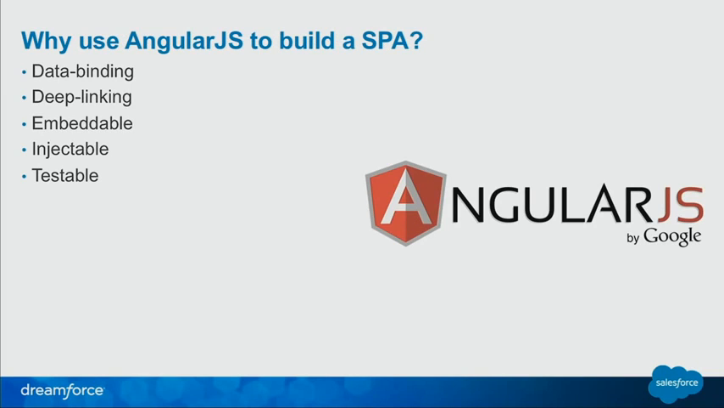Why use AngularJS to build a single-page application? Because AngularJS is awesome, quite frankly. It provides data binding, so you don't have to worry about manipulating the DOM as you're manipulating your data. AngularJS does that for you. It adds and removes elements to tables, lists, and stuff like that. Deep linking puts the single in the single-page application. Within one web page, you can deep link to different parts of it.